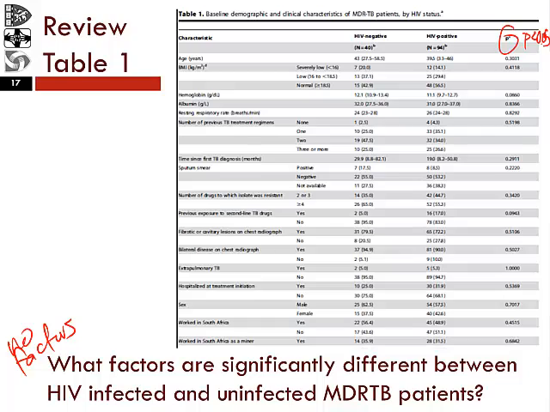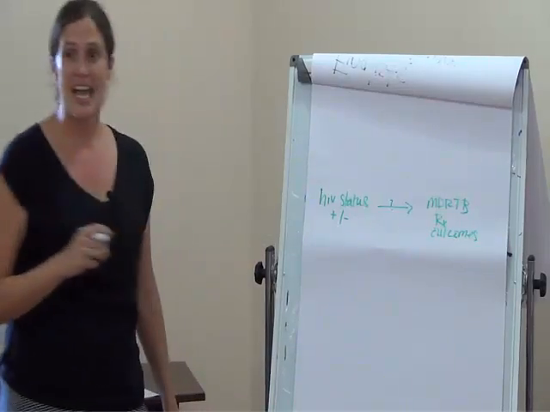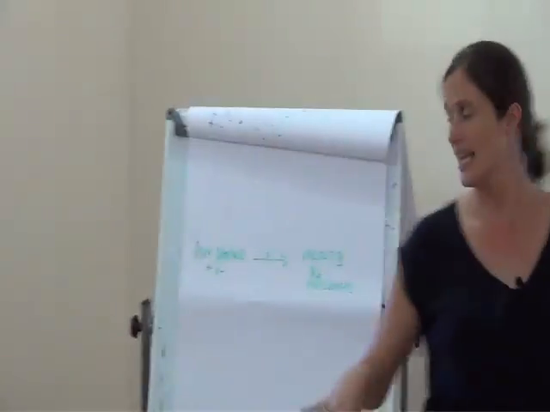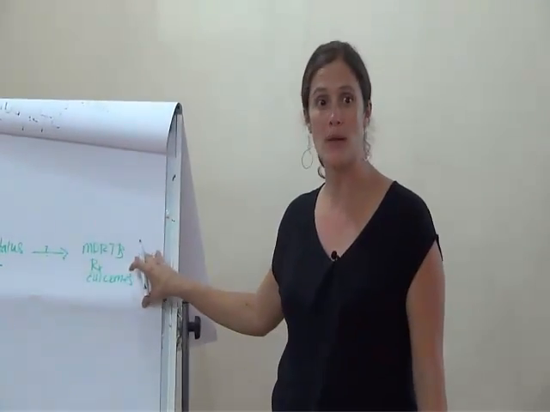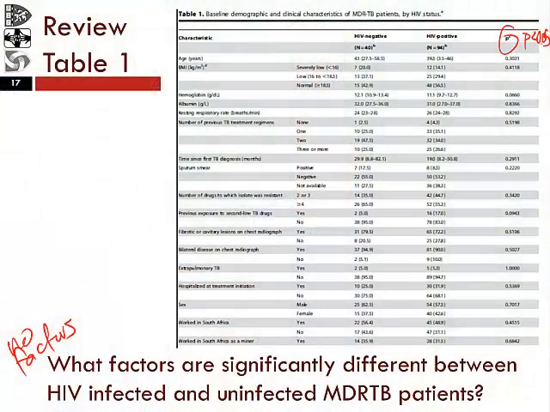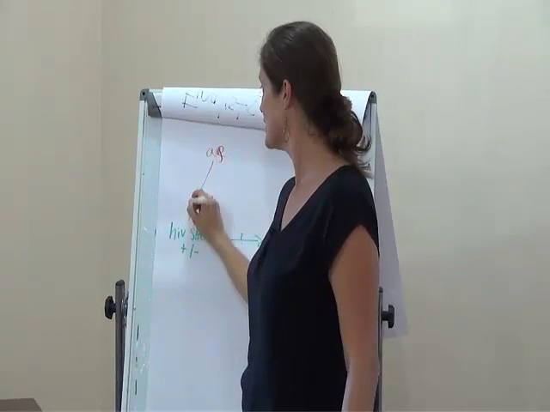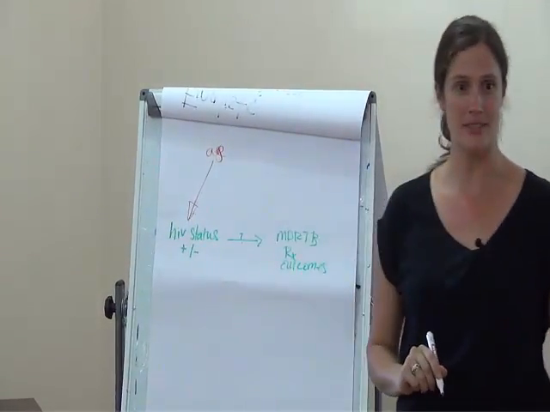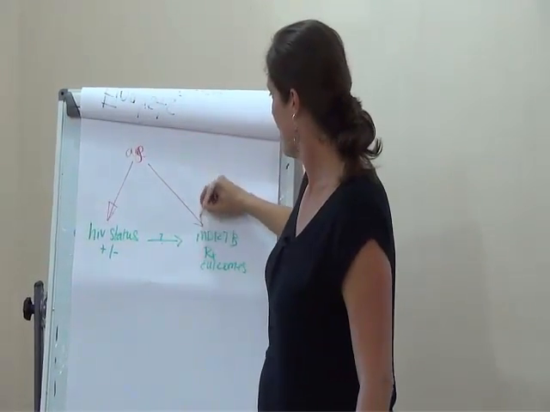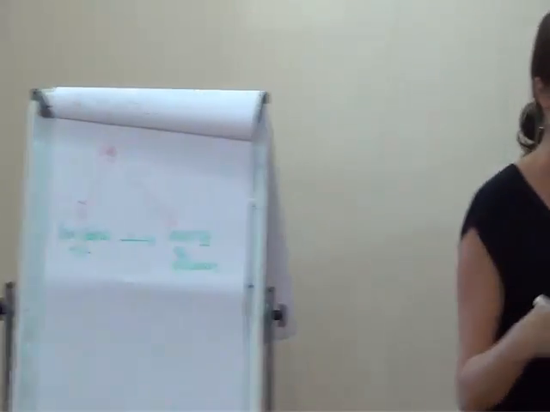So remember, they're interested in is HIV status related to their MDRTB treatment outcomes? And in this table, they are looking at whether or not there are any differences between those who are positive and those who are negative. Why do they care whether or not there are any differences between those who are positive and those who are negative? So they're interested in, is age different in those who are HIV positive? Because age may also affect treatment outcomes.